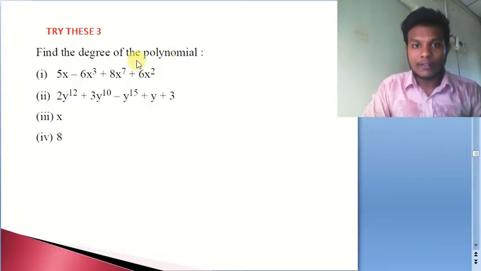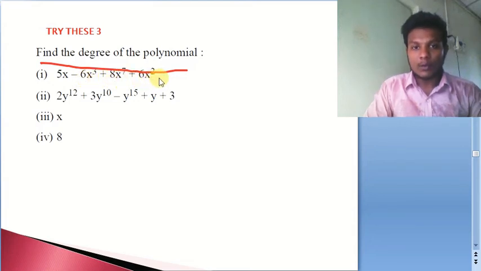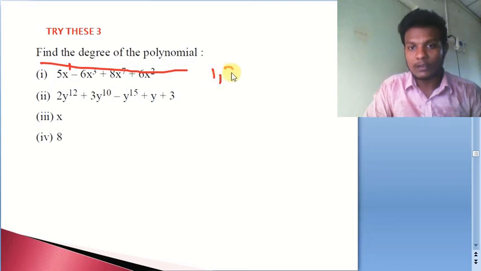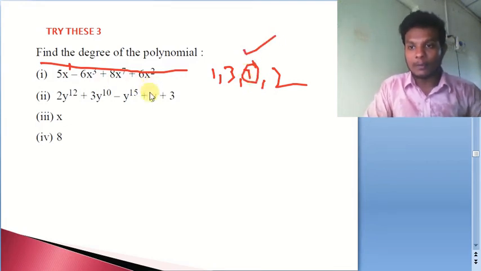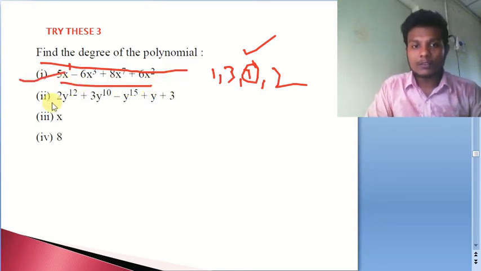Just now we have seen what the degree of a polynomial is, so we shall take an example for that. Find the degree of the polynomial in these cases. The first one, 5 power x minus 6x cube plus 8x power 7 plus 6x square, is given to us. Now focus only on the exponents. Here x power 1 is there, x power 3, 7, and 2. Just write 1, 3, 7, 2. Out of these, what is the highest value? 7. So this is going to be a 7th degree polynomial. That means the degree of the first polynomial is 7.